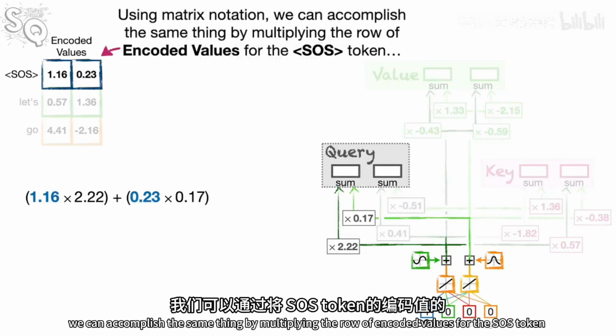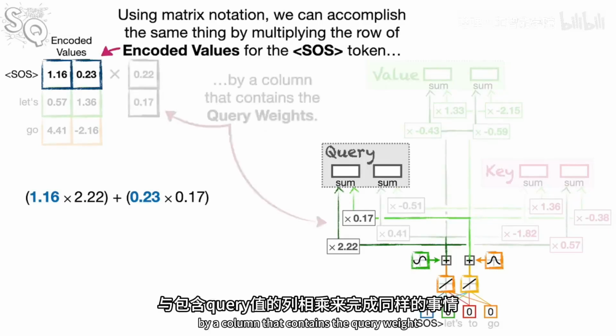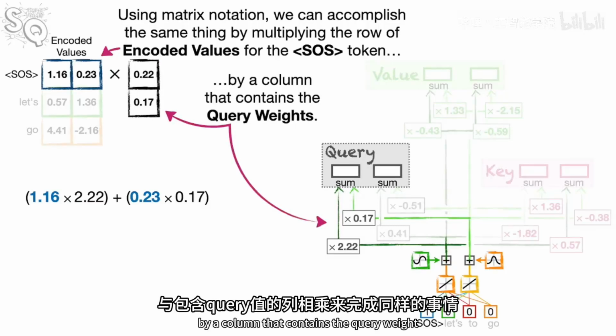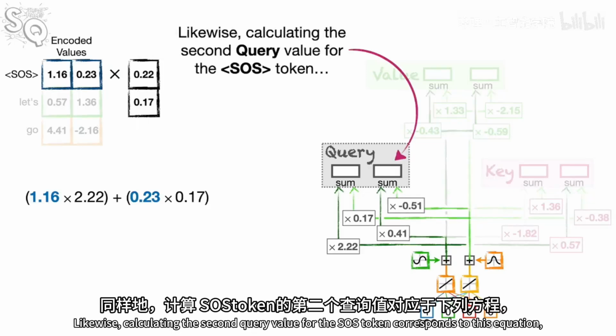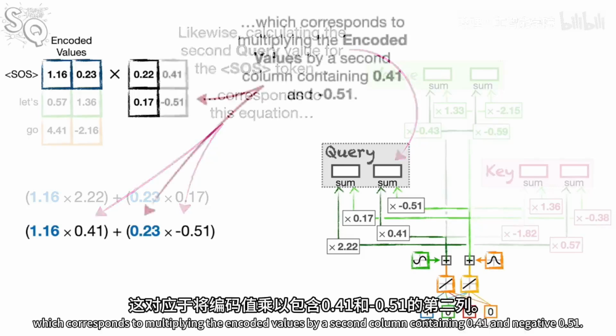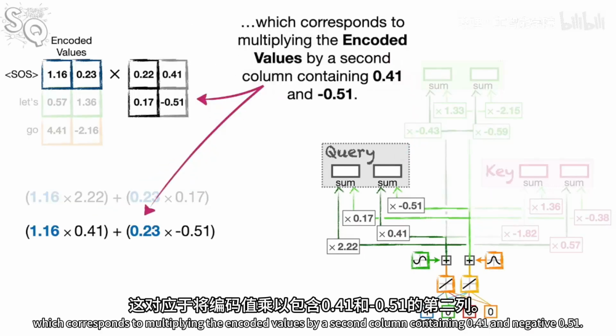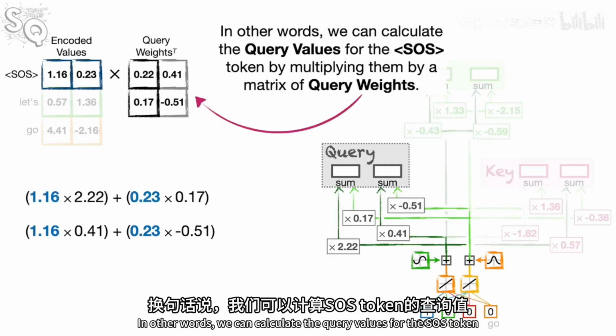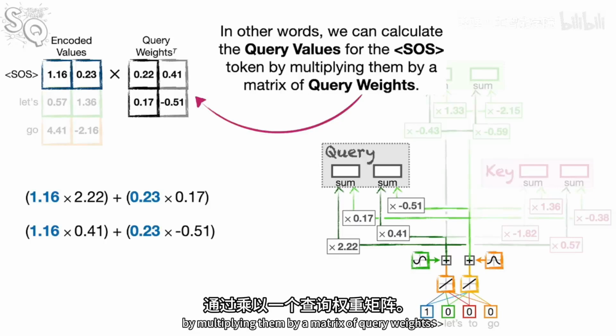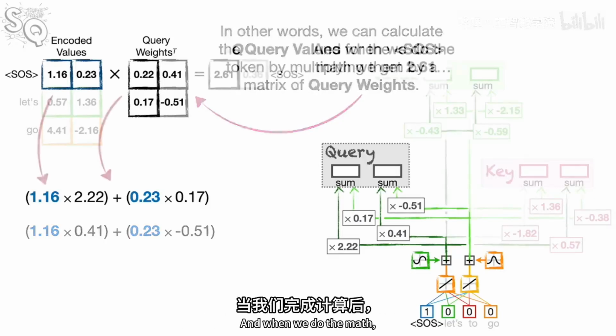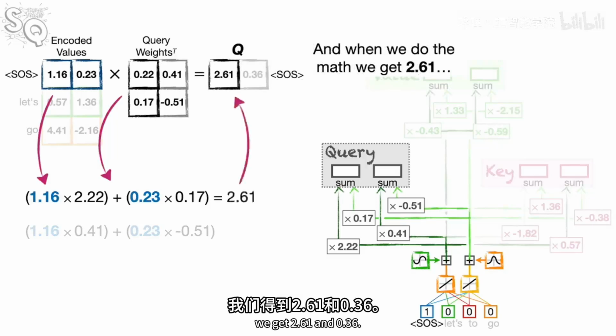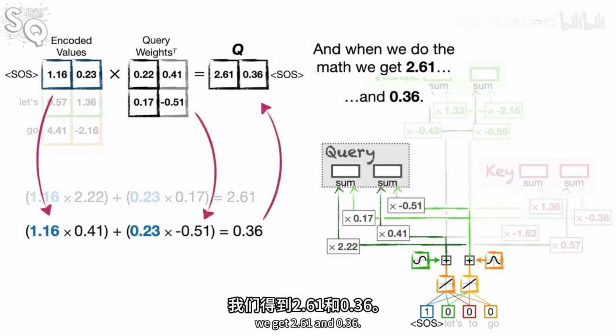Using matrix notation, we can accomplish the same thing by multiplying the row of encoded values for the SOS token by a column that contains the query weights. Likewise, calculating the second query value for the SOS token corresponds to this equation, which corresponds to multiplying the encoded values by a second column containing 0.41 and negative 0.51. In other words, we can calculate the query values for the SOS token by multiplying them by a matrix of query weights. And when we do the math, we get 2.61 and 0.36.